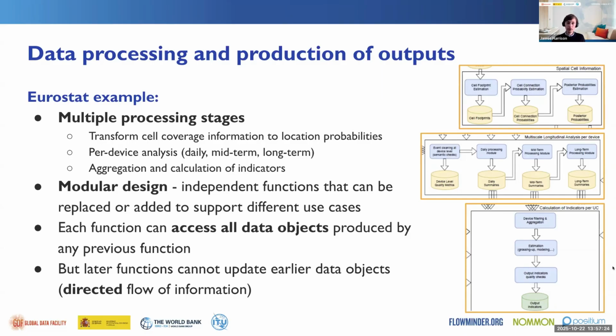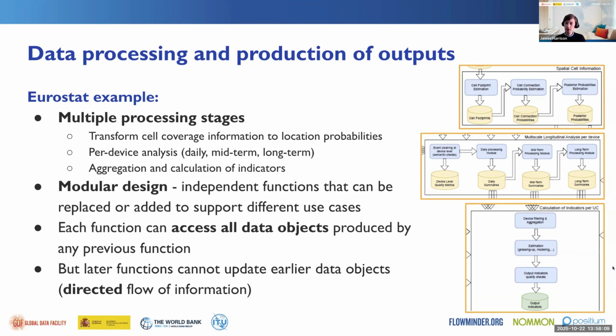That then feeds into the per device analysis along with the cleaned event data. So this starts by producing data as a daily summary, so a stay location for each device each day. Those then feed along the chain into a midterm processing module, so producing, for example, monthly estimated home locations. And then those in turn feed into a long-term processing module that produces yearly estimated home locations, for example.